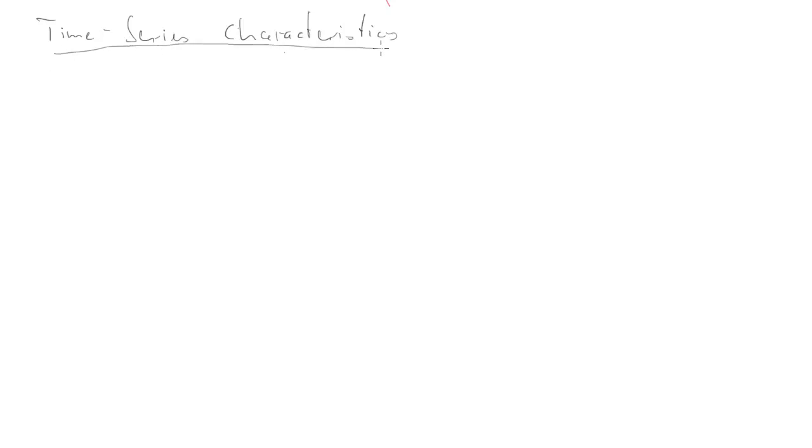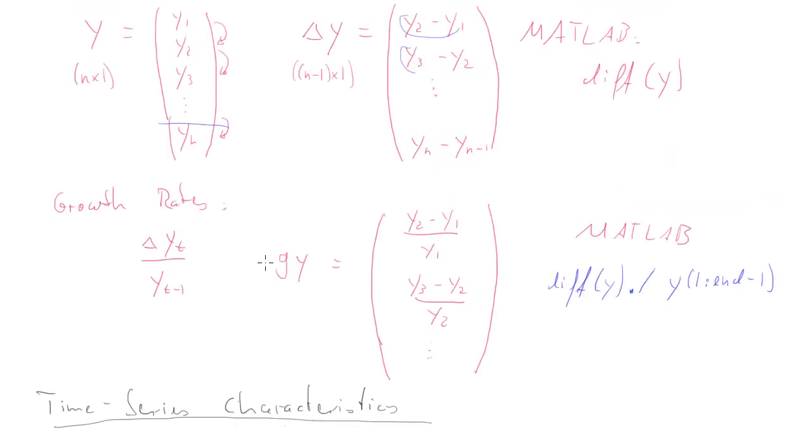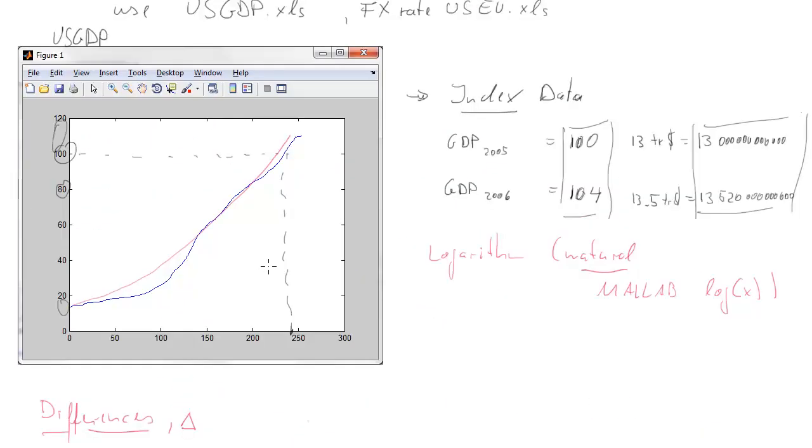Time series characteristics. So, like any random variable, we can look at the moments. So, we can look at the mean, at the variance, at the skewness, kurtosis. Okay.